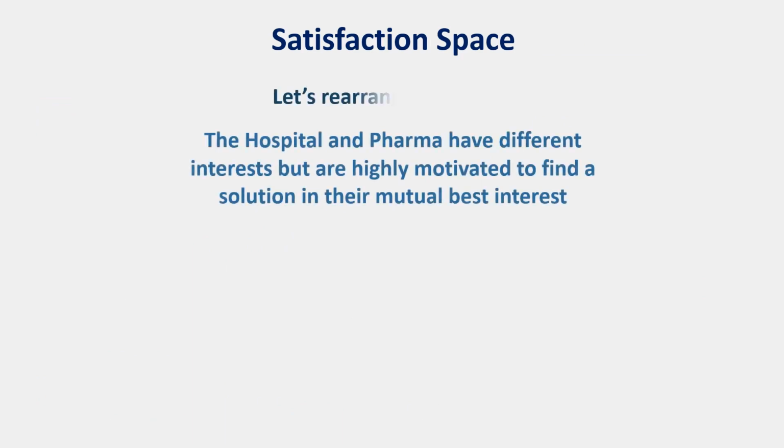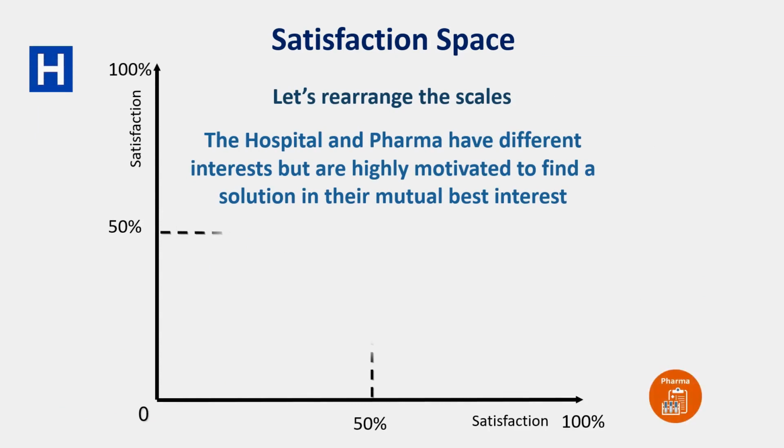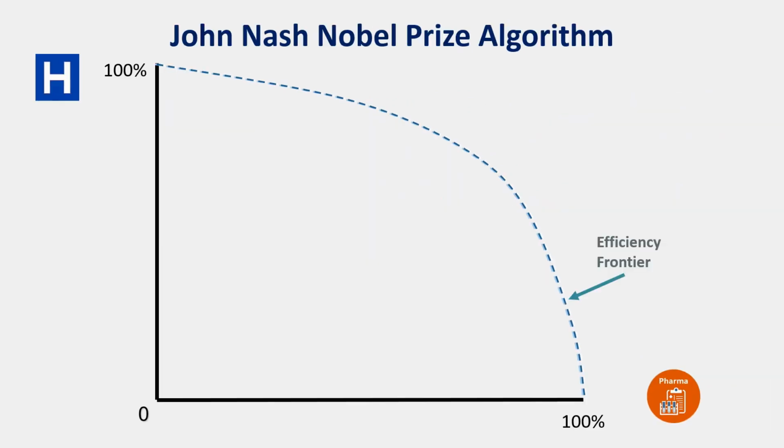To see how, let's first rearrange these scales and reframe the problem in two-dimensional satisfaction space. Now, with hospital's goal at the top left and pharma's goal at the bottom right, we can plot the previously imagined scenario right in the middle and see that there is potential for improvement.